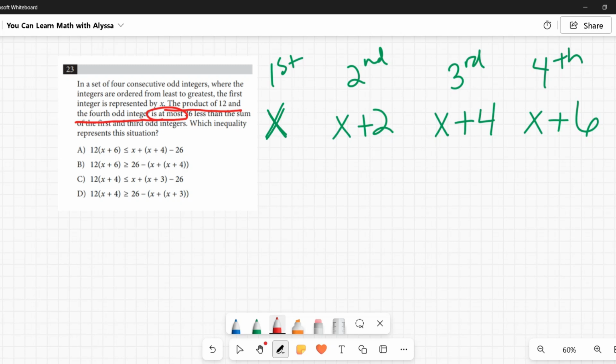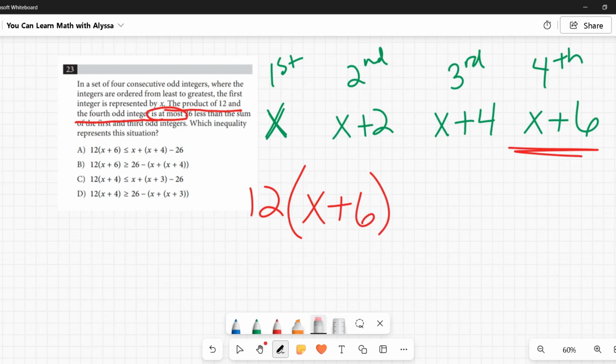All right, so the product of 12 and the fourth odd integer, 12 times the fourth odd integer, okay? It is at most. So the most it could be is this other thing we're going to do in a second. So the most it could be, but it could be less than that. So this is a less than or equal to. At the most it would be this, but it's probably less than that.